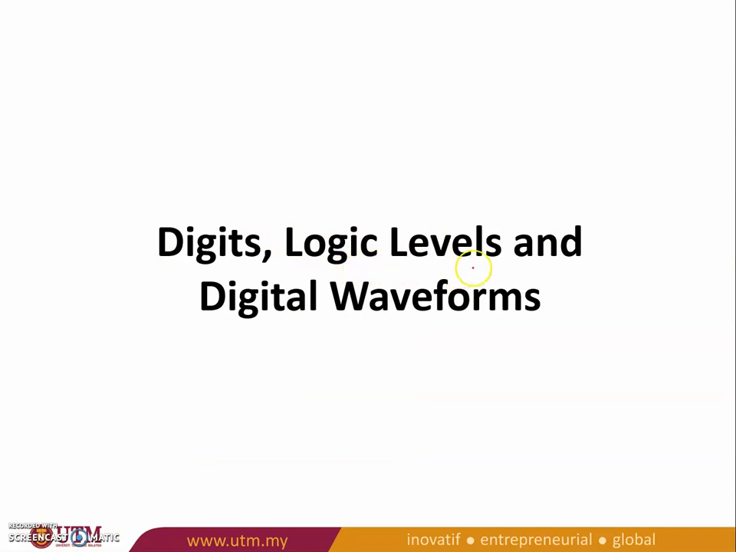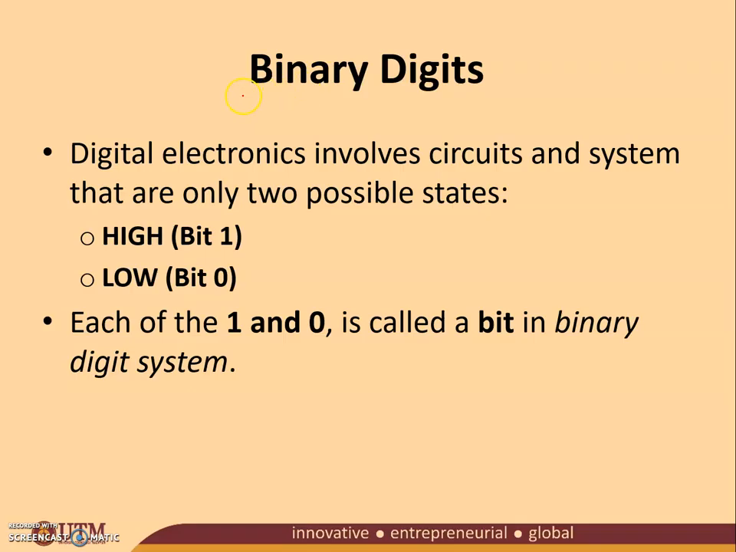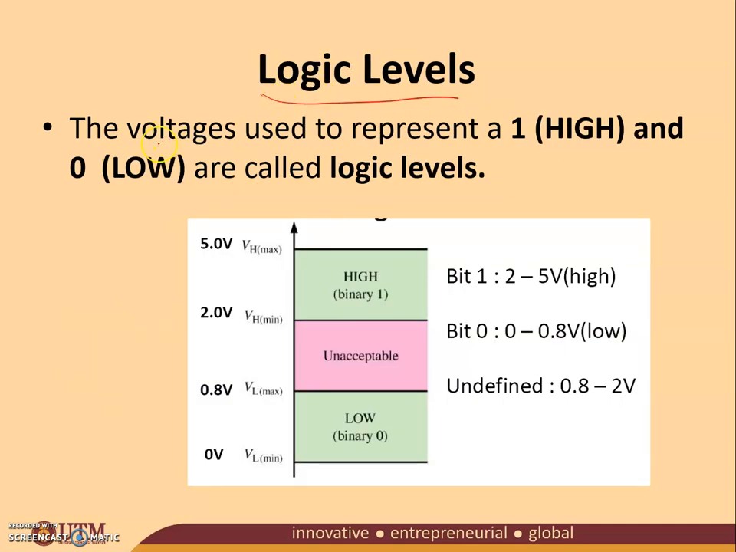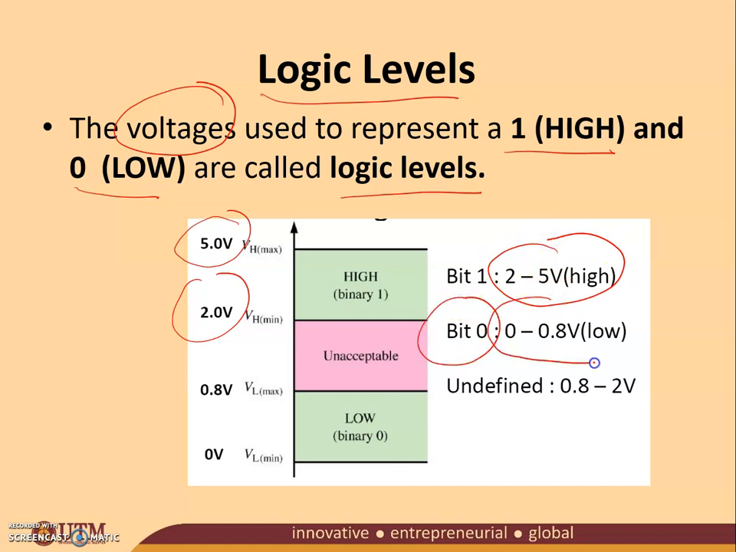So the sound is the analog signal. Now, digital logic level and digital waveform. Binary digits. Digital electronics involve circuits and systems that have only two possible states, which are high, represented by bit 1, and low, represented by bit 0. Each of the 1 and 0 is called a bit in a binary digit system. The voltages used to represent 1 high and 0 low are called logic levels. So for bit 1, the logic level is 2.5 V or above to be considered high. For bit 0, it is 0 to 0.8 V to be considered low. And this is the undefined logic level, which is 0.8 to 2.2 V.